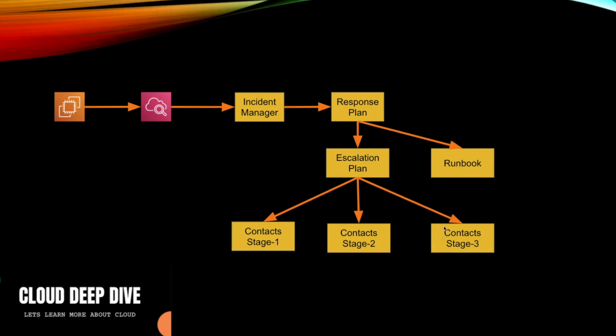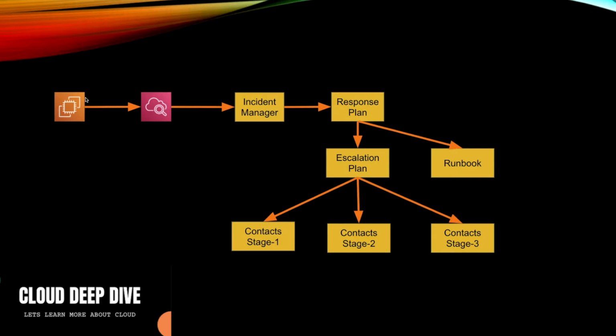So this escalation plan will have all these details: first contact this list of people. If they have not responded, then go to the next level, then the next level, and keep on going until you find a person who can respond to your incident and help you out. So this whole architecture we are going to create in this video. I'll do one thing: I'll split it into two parts. In my first video we'll talk about how you can create contacts, how you can create an escalation plan and a run book, and how you can use all this to create a response plan.